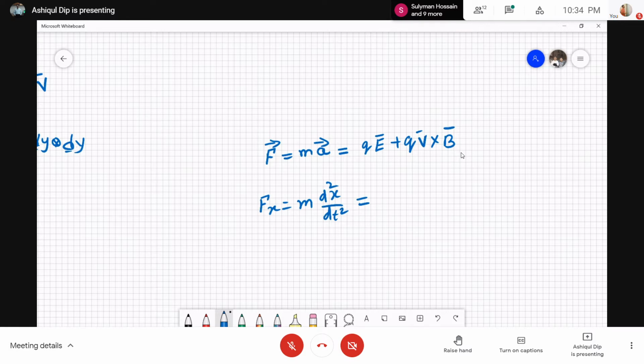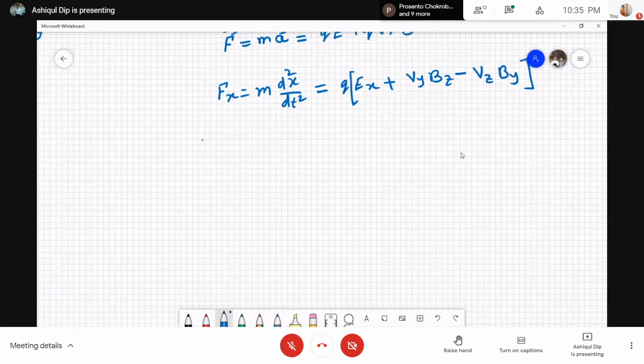Which is, what's the x component of this whole vector? q Ex, and q I can factor out. Then the x component of v cross B, what's that? q times Ex plus Vy Bz minus Vz By. Right? Is that correct? I think so.